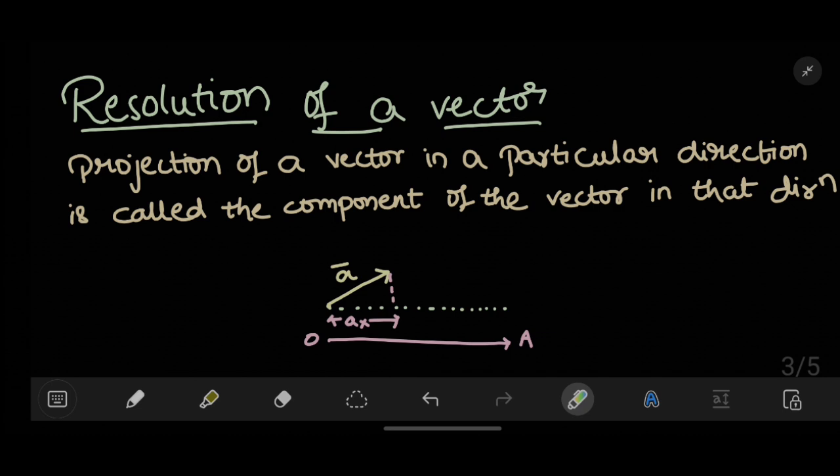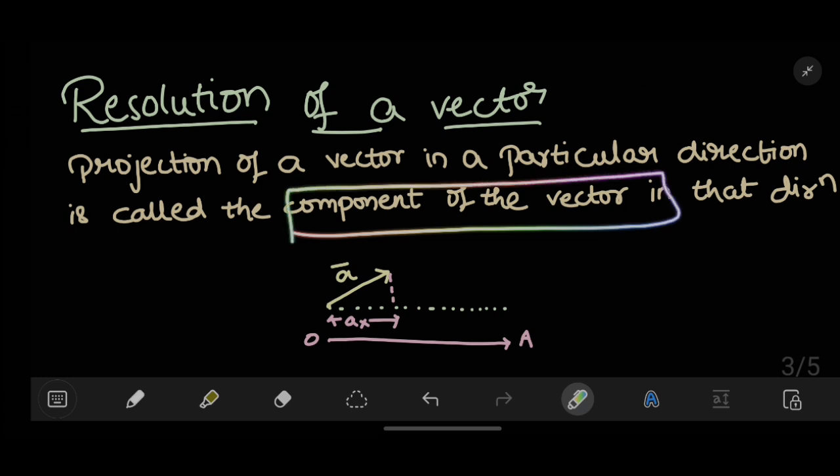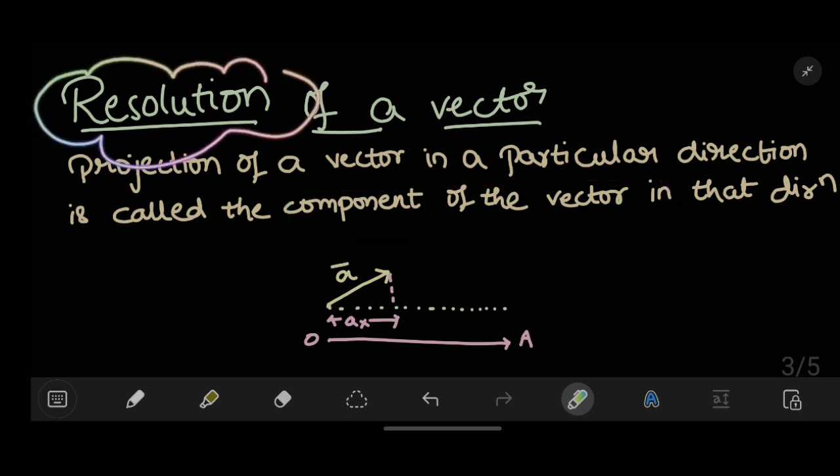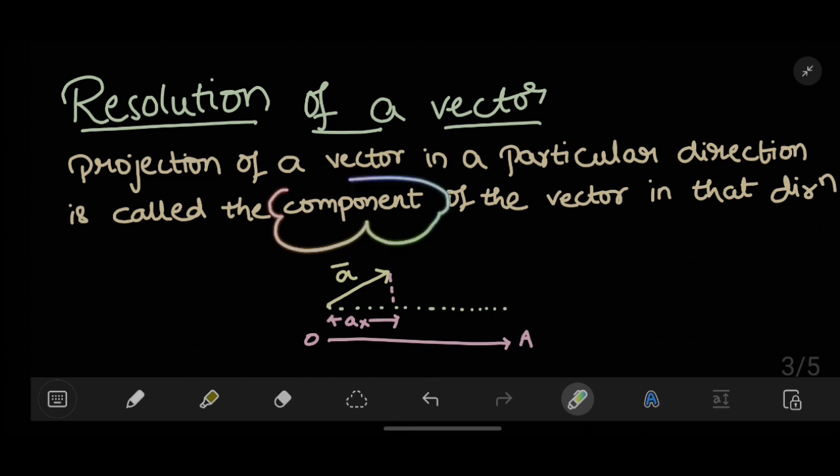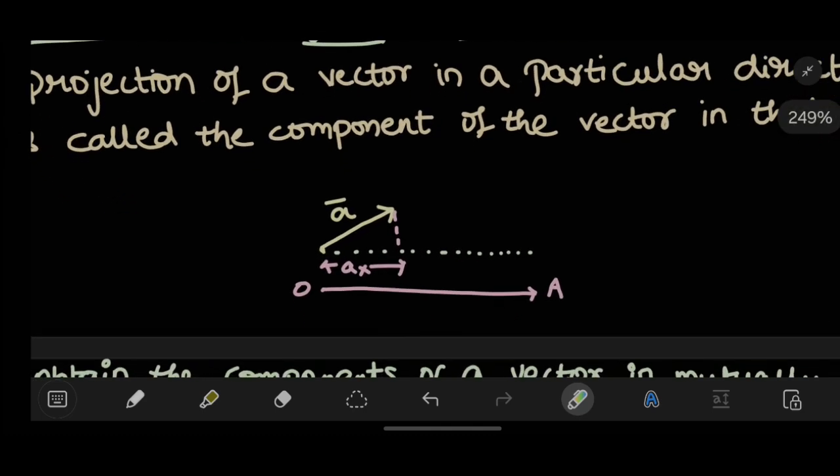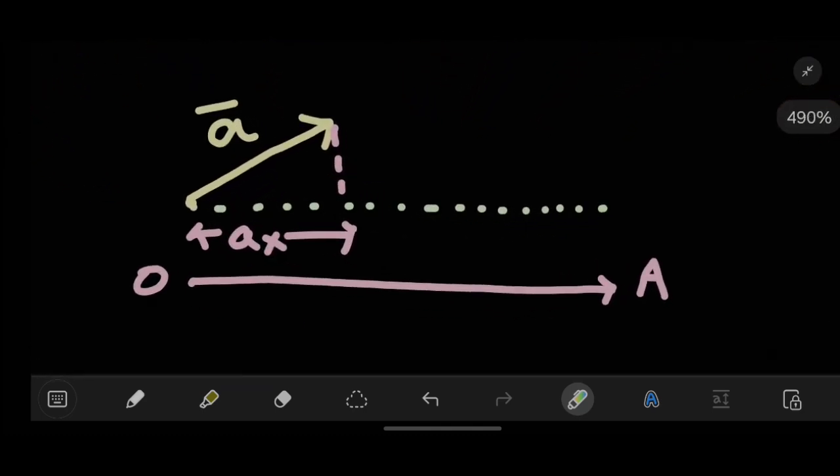First, resolution of a vector. What is resolution of a vector? Projection of a vector in a particular direction is called a component of the vector. Before starting with resolution, first we have to see the topic of component. Projection of a vector in a particular direction, that's it. Suppose, see this example clearly. Here the vector is in some random direction like this. Now I want to know what is the projection of this vector on the x-axis. That is represented as ax. Okay, understand till here, then I will tell you the resolution.